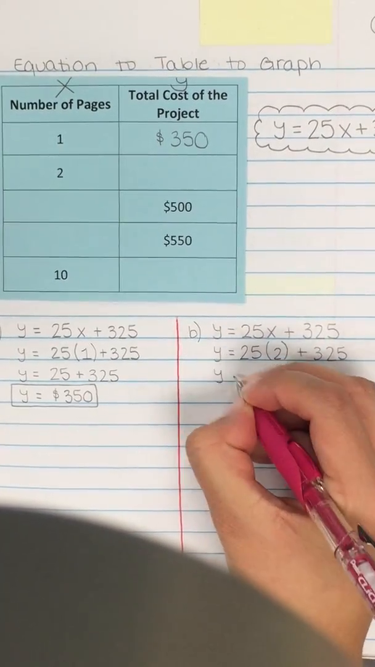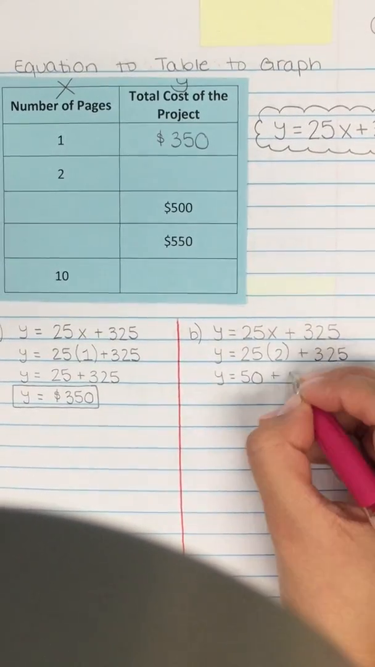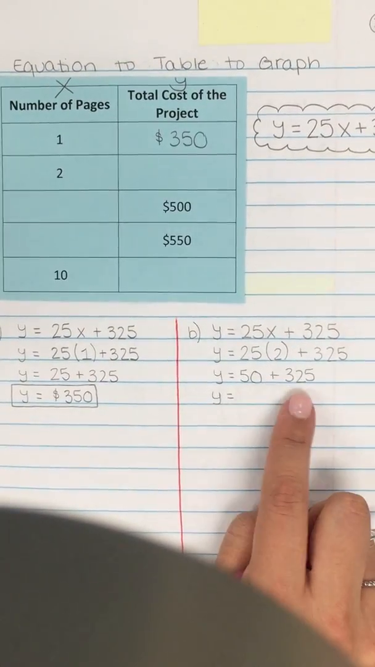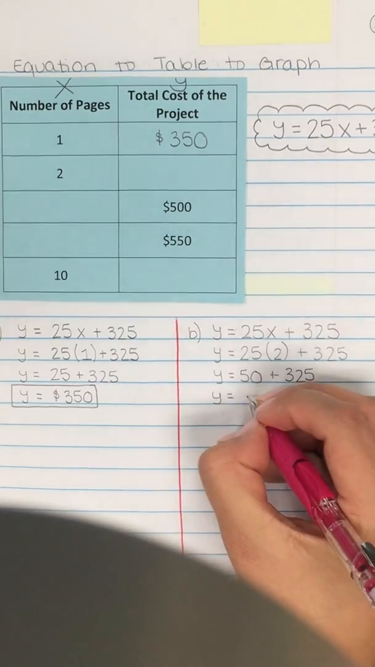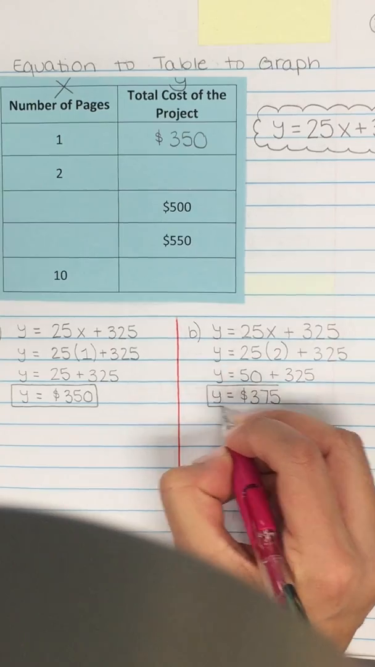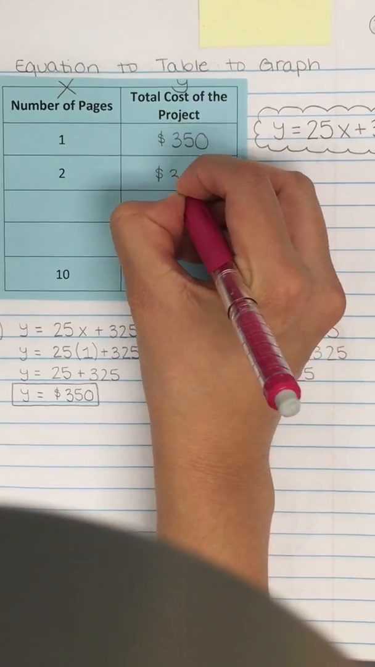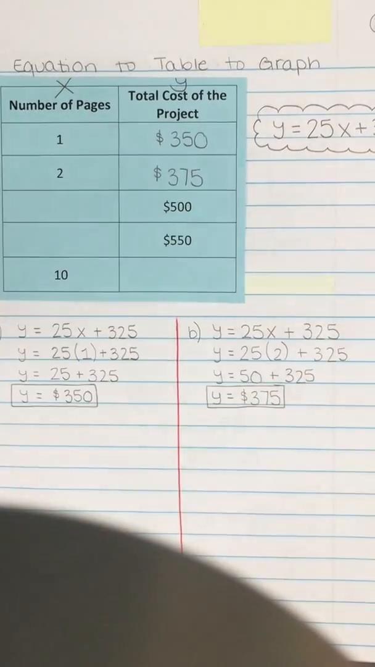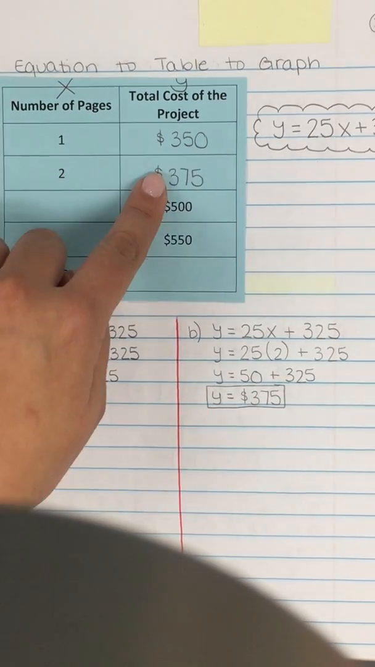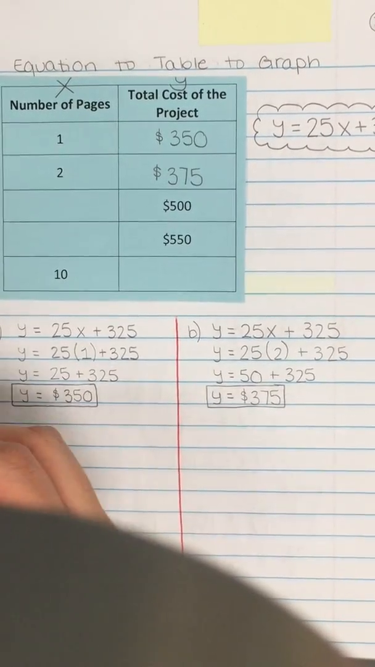Okay, we should have gotten y equals 25 times 2 is 50. Bring down my plus 325, which means that our final answer has to be $375. And you can put that in your table. Okay, so far so good. We're substituting the values in the table so that we can calculate the missing values. Grab your grading pen and we'll make a line straight across to organize our work.